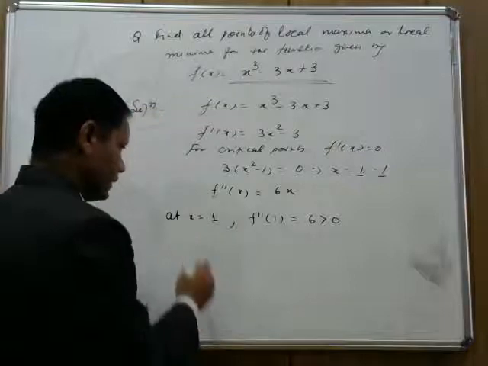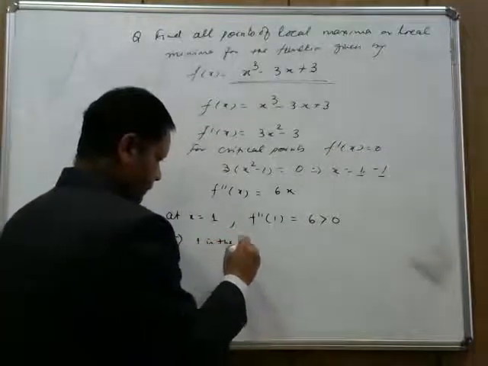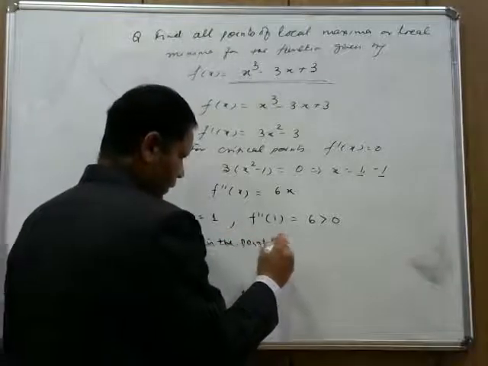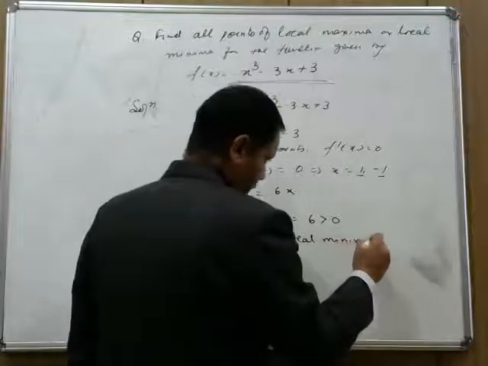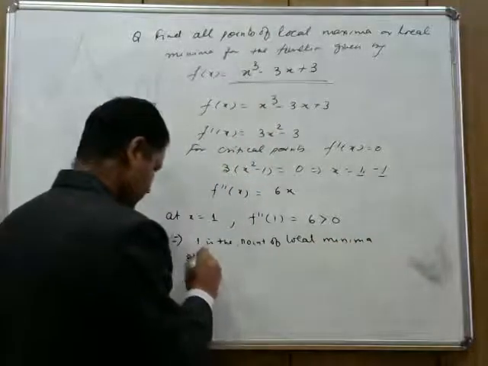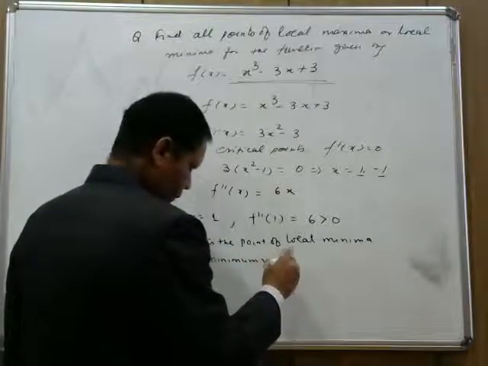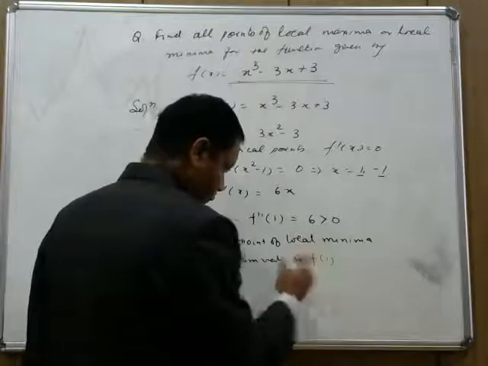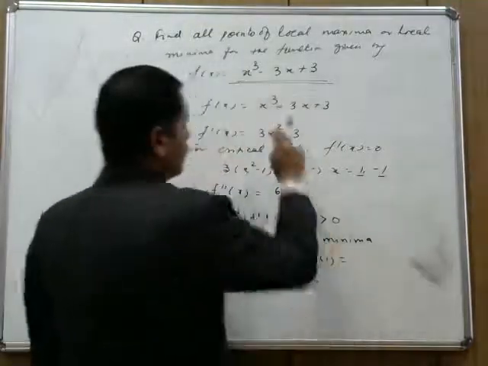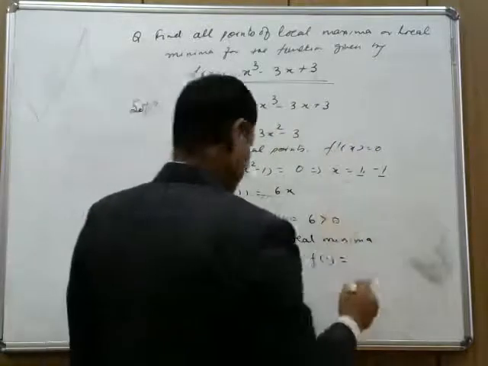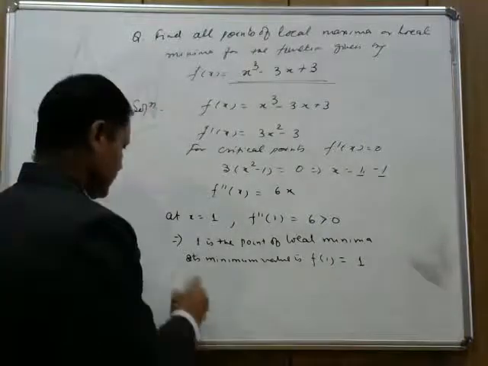It implies that 1 is the point of local minima, and its minimum value is f of 1. I'll put this value in this function: f of 1 is equal to 1 minus 3 plus 3, which is 1. Right?